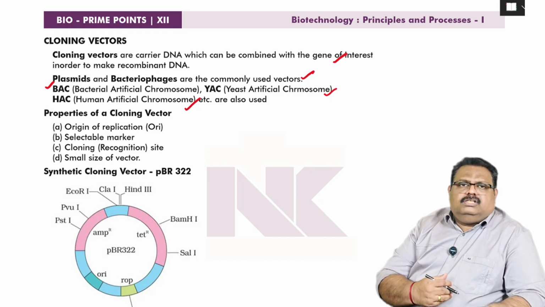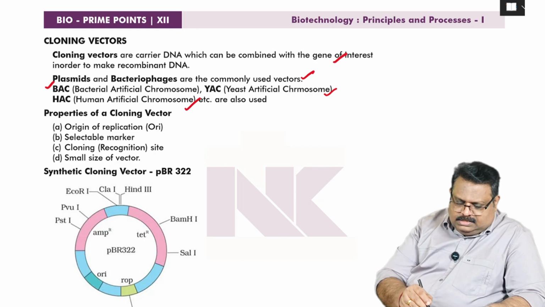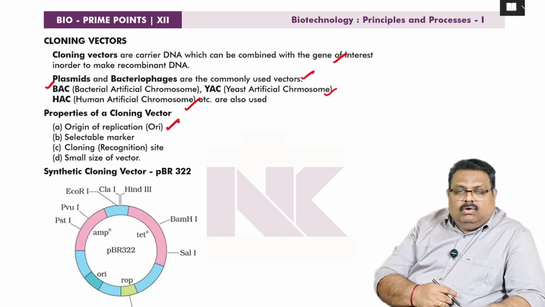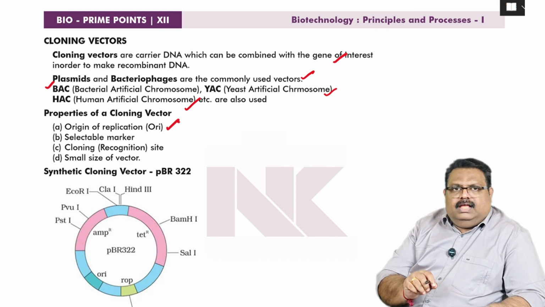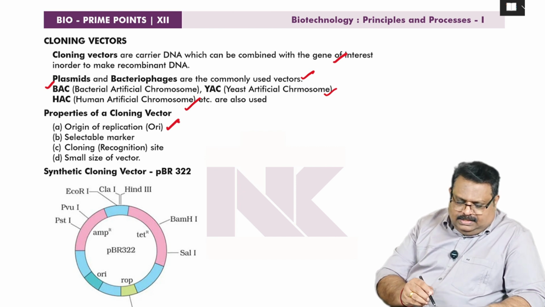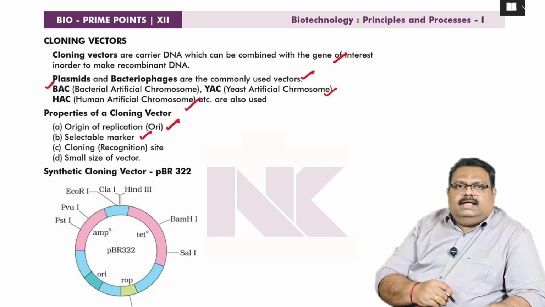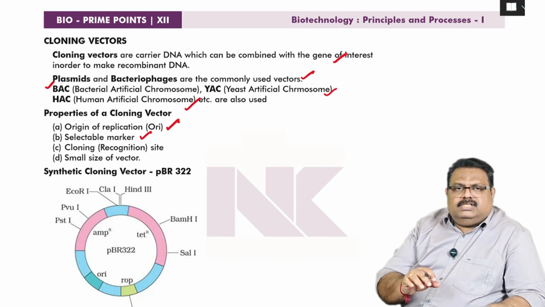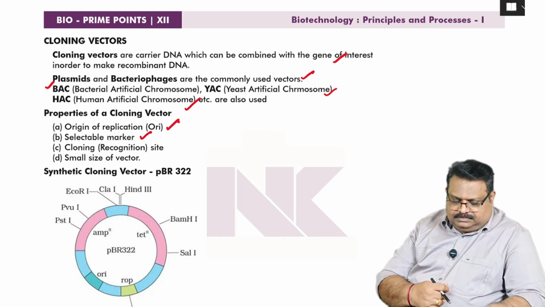And what are the properties of a cloning vector? A cloning vector must have a site called ORI. ORI means origin of replication. That means the point of the DNA from where replication begins is called ORI. Then there is another point called selectable marker. The antibiotic resistance genes present in a vector are the commonly used selectable markers. A selectable marker can be used to detect its presence in a particular solution.